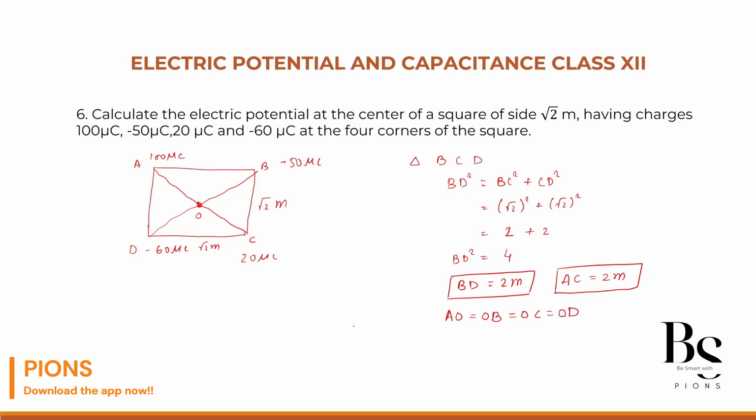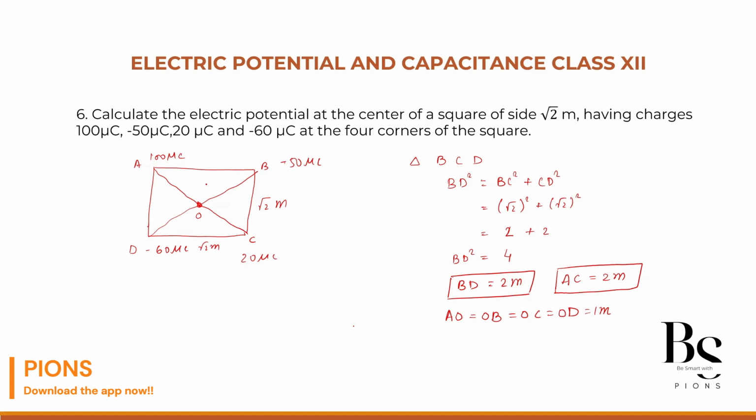Sir, why are they equal? The diagonals of a square bisect each other. Bisect means they cut in equal parts, and each will be equal to 1 meter. Again repeating, if this gap here is 2 meters, then half of this gap will be 1 meter. So we got the values.